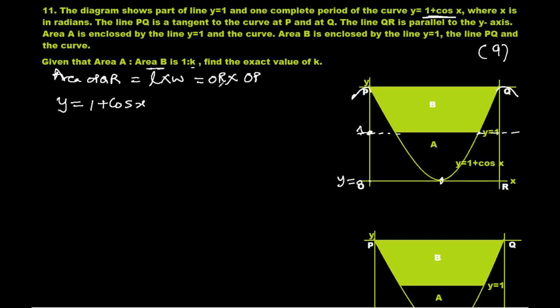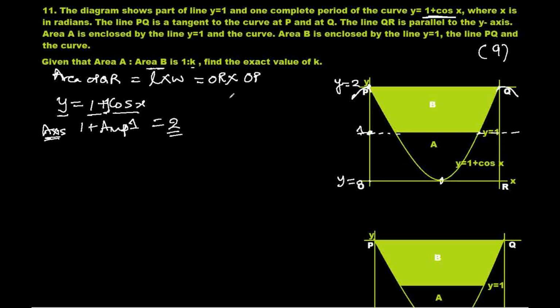But I don't need this for OR and OP. If I put y's maximum value, I'll get this. So what is the maximum value of y equal to 1 plus cos x? The maximum value is always the axis, which is 1, plus the amplitude. Amplitude is the coefficient of cos x. So 1 plus 1 is 2. 2 is the maximum value. This line y equal to 2 they have not given, but we found it logically.